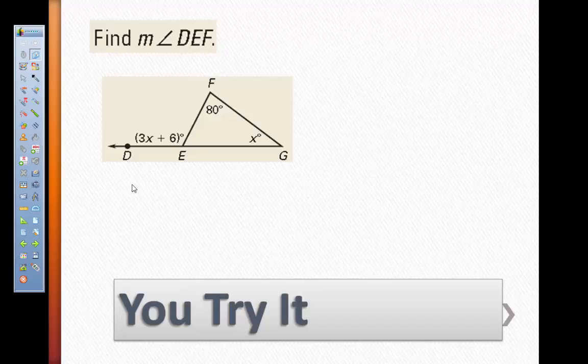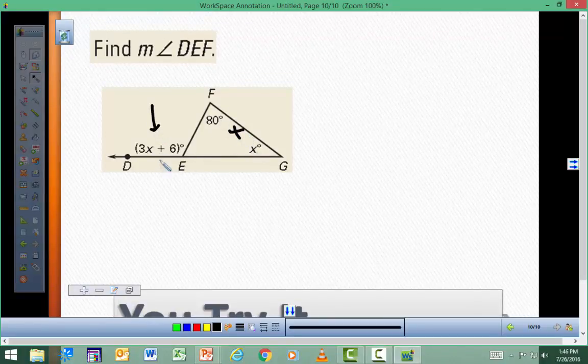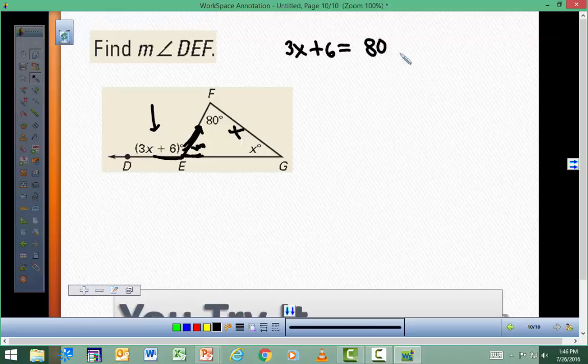Once again, you have the exterior angle right here. Okay, so it has to be equal to these two added together, because here's the exterior angle, here's its neighbor, this one's the adjacent one, so we wouldn't use this angle. We have to use the two far away ones. Alright, so what we're going to say then is that 3x plus 6 is equal to 80 plus x.